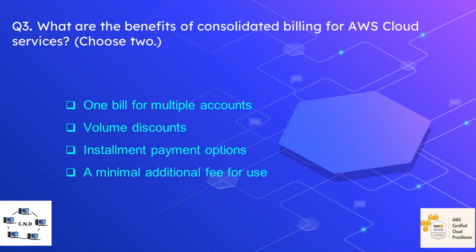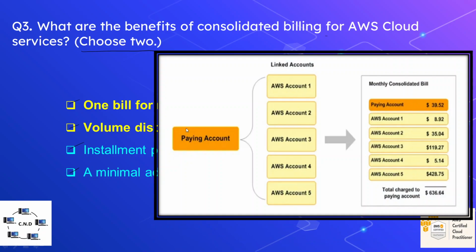Question number three is, what are the benefits of consolidated billing for AWS cloud services? And we have to choose two options. The options are option A, one bill for multiple accounts, option B, volume discounts, option C, installment payment options, and option D, a minimal additional fee for use. And the correct options are one bill for multiple accounts, and again volume discounts. So consolidated billing gives one bill for multiple accounts, and it also provides us with volume discounts.